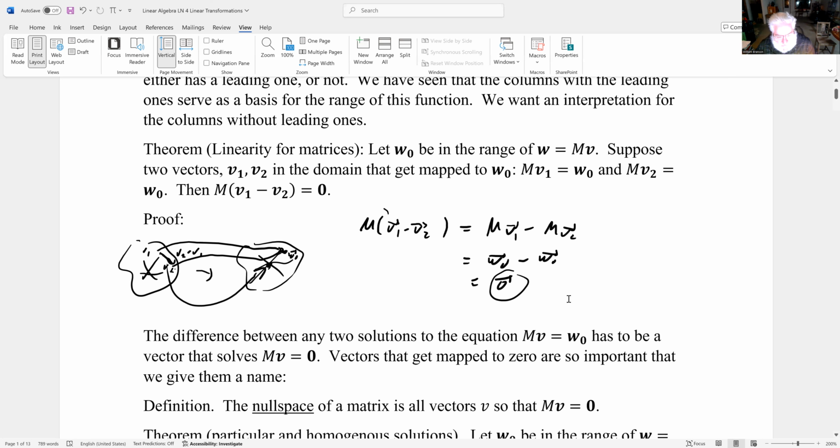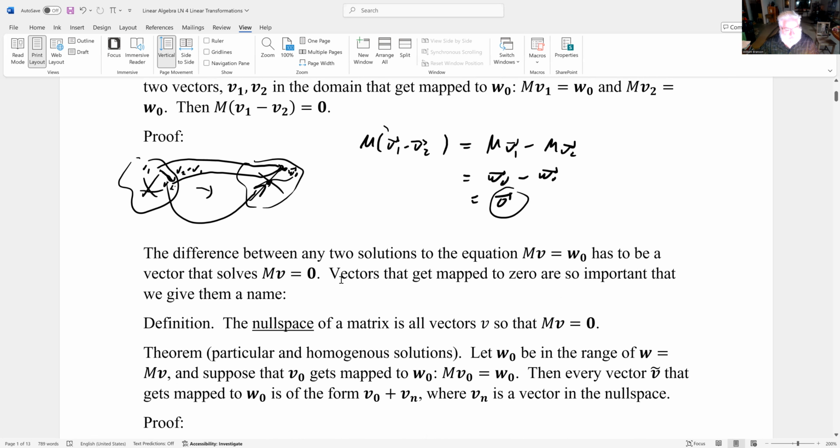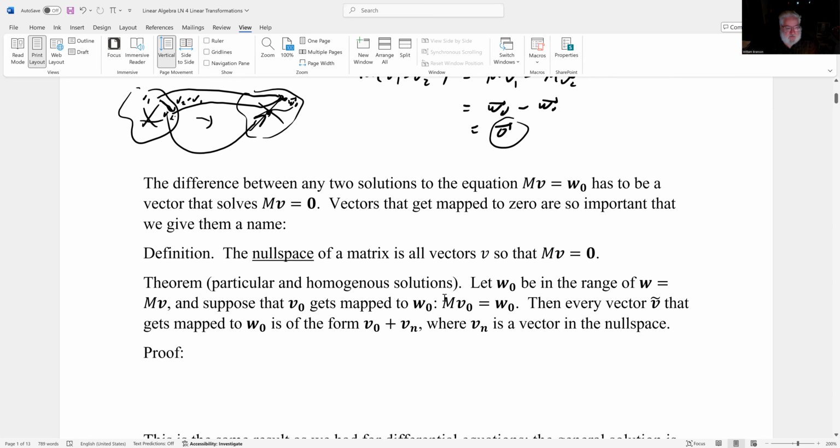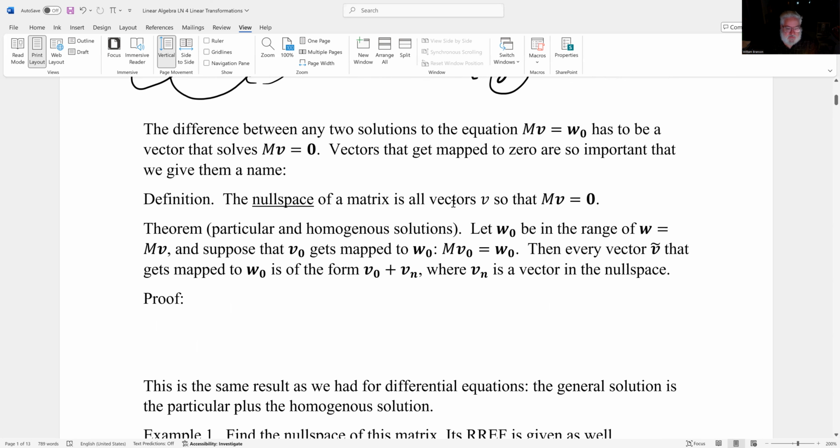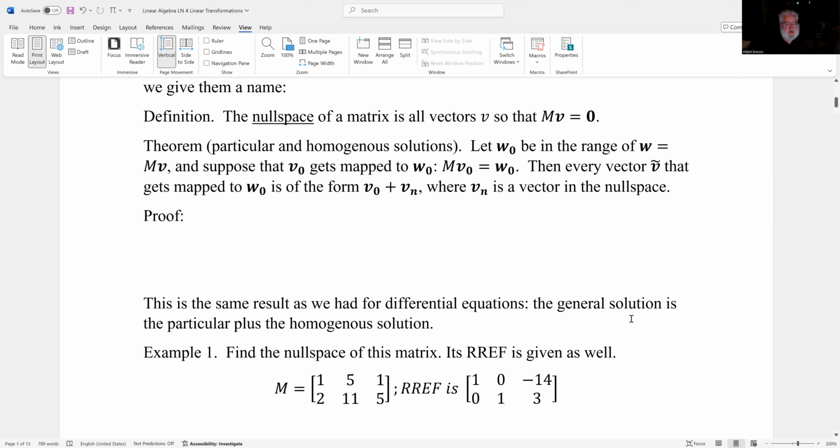That's surprisingly powerful because the difference between any 2 solutions to MV equals W0 has to be a vector that solves MV equals 0. And we give those a name that's called the null space. So all vectors that get mapped to 0 are the null space. So particular and homogeneous solutions, we saw this when we were doing differential equations. Suppose W0 is in the range of the function.